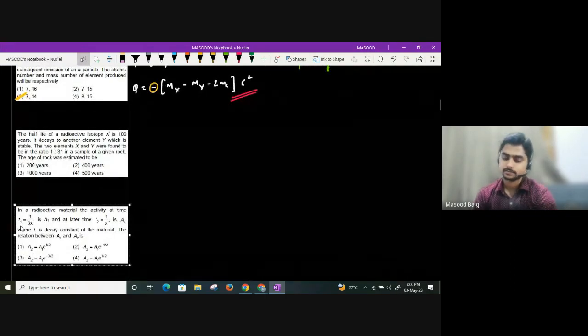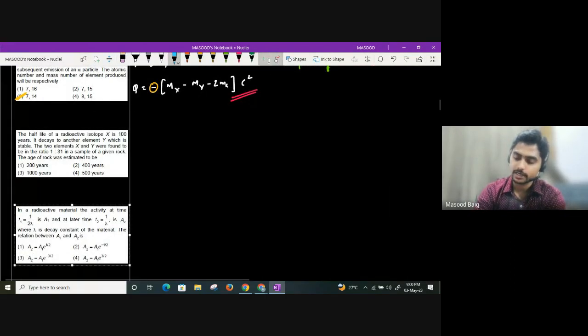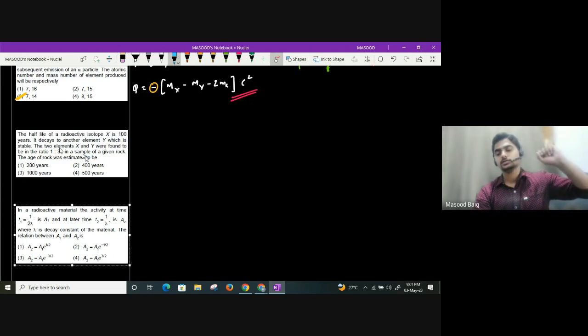Question, if you see: the half-life of a radioactive isotope X is 100 years. It decays to another element Y, which is stable. The two elements X and Y were found to be in the ratio 1:31 in a sample of a given rock at some instant. Initially, total nuclei will be X only, guys. Initially, there will not be any nuclei of Y. Now they are saying 1 nucleus of X is there and 31 nuclei of Y are there. So they're asking what is the age of the rock.